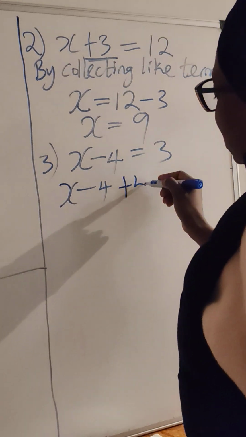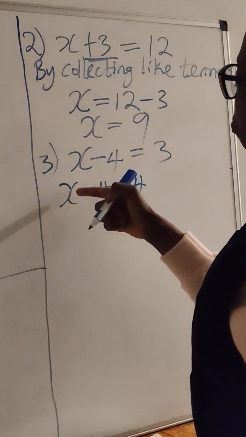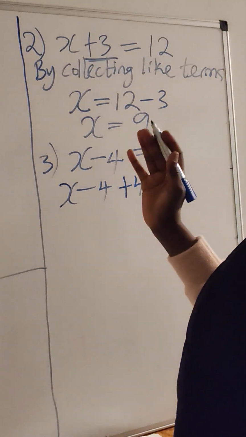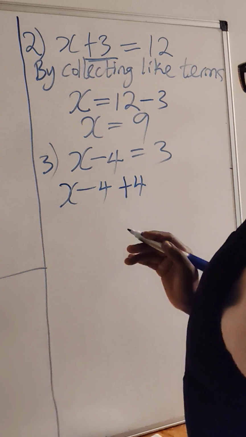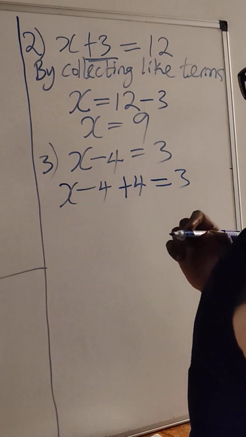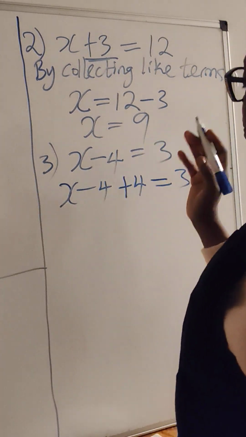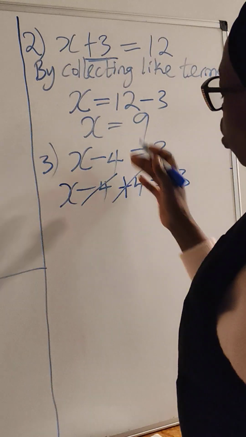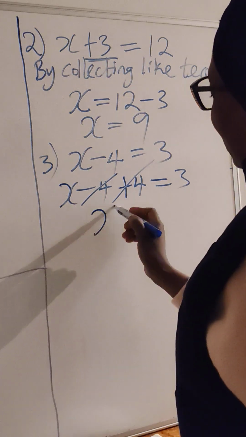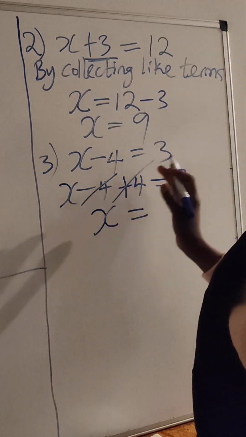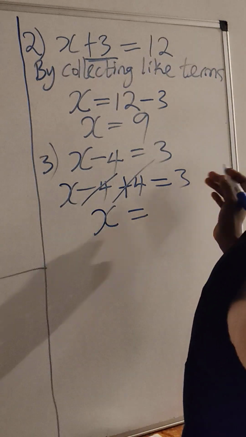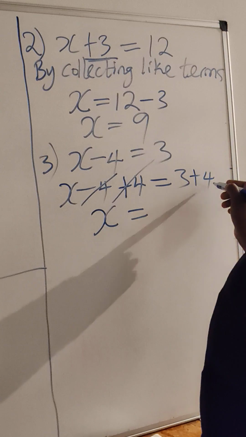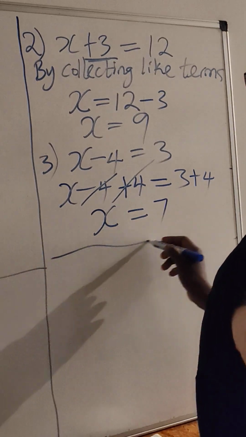So we add the same number, because we want to remove this minus 4 completely from x, so we can have x alone and get the value of x straight away. So minus 4 plus 4 gives 0. We've been able to rule out 4 from x. So we have x equals to, and whatever happened to this side happens to the other side. As plus 4 goes here, plus 4 also goes here. Then we have 3 plus 4 giving us 7. That is the first method.